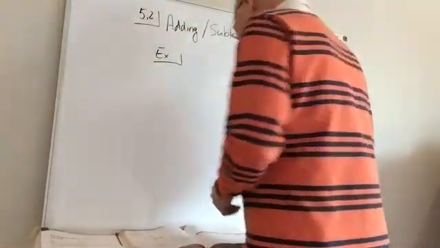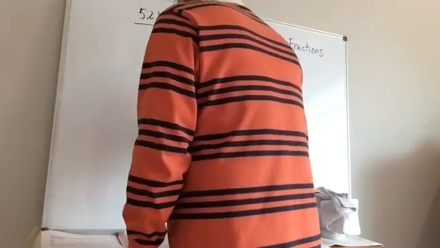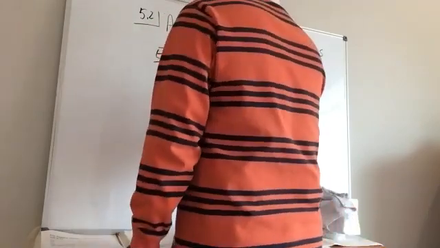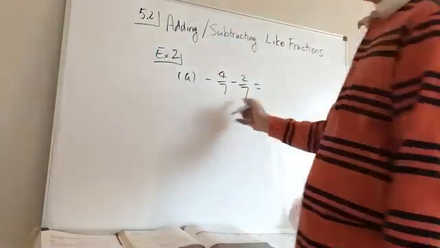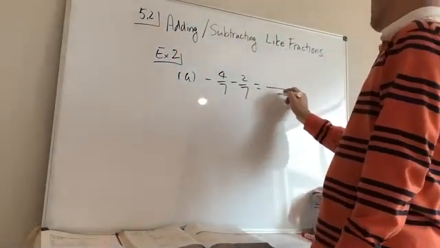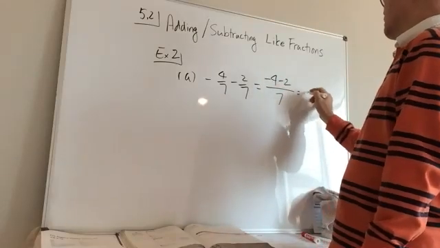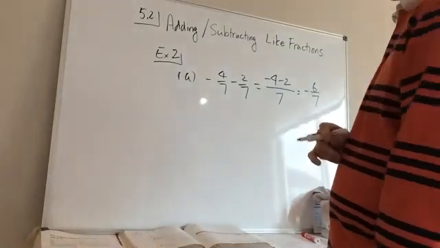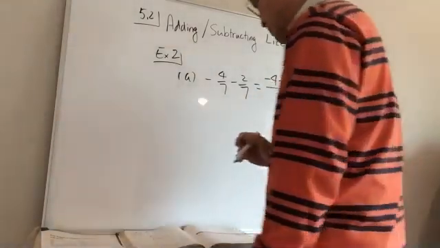In example number 2, we have subtracting fractions. In A, we have negative 4 over 7 minus 2 over 7. Again, we have like fractions. So it's going to be negative 4 minus 2, negative 6 over 7. Okay, negative 4 minus 2 is negative 6, so negative 6 over 7.